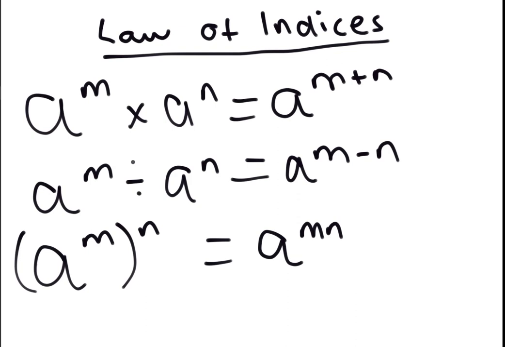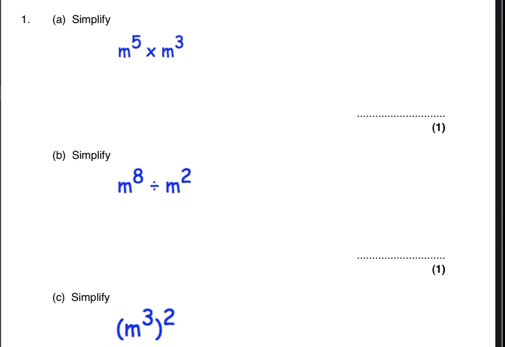So we've learnt the three basic rules. And the three basic rules are whenever we multiply our indices, we add them together. Whenever we divide, we subtract them. And when one is outside the bracket and one is inside the bracket, we then multiply them together. Let's now look at three examples of how we can apply our rules.